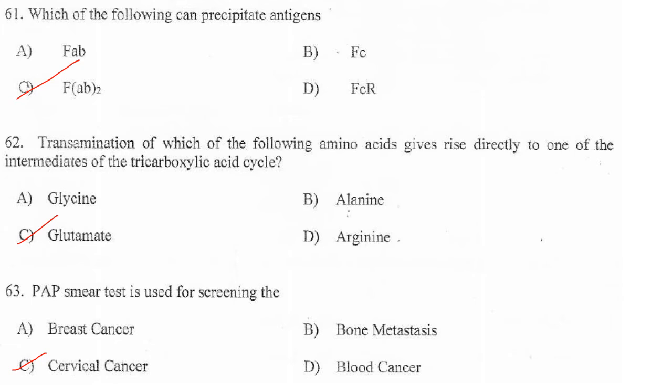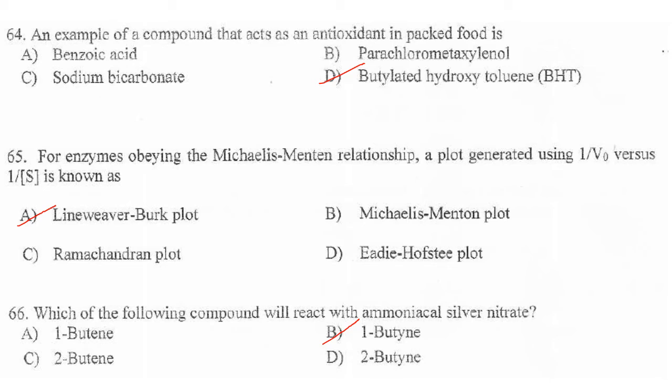Okay. Transamination of which of the following amino acids gives rise directly to one of the intermediates of the tricarboxylic acid cycle? So it is glutamate. Answer is option C. Then pap smear test is used for screening of cervical cancer. Answer is option C. Then an example of a compound that acts as an antioxidant in packed food is butylated hydroxytoluene or BHT. Then for enzymes obeying Michaelis-Menten relationship, a plot generated using 1 by V0 versus 1 by concentration of S is known as Lineweaver-Burk plot. Answer is A.